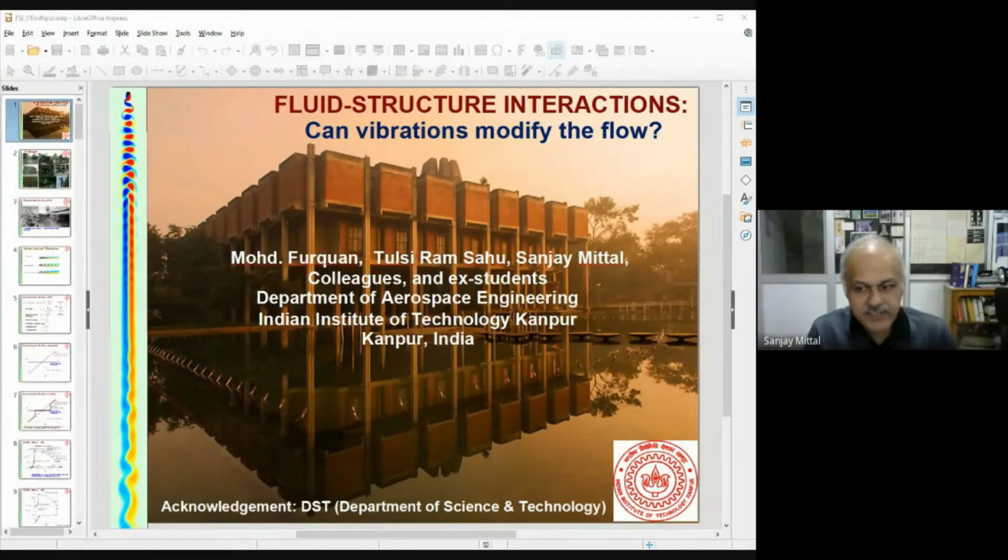We'll start with a very simple system. This is a single degree of freedom system, and the dynamics is very simple. It's a harmonic oscillator, except that the right hand side is coming from the fluid. You could have vortex shedding, and that leads to alternating forces. That's encapsulated in the lift coefficient.